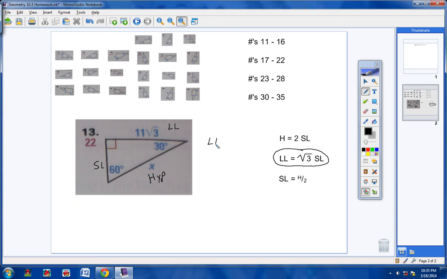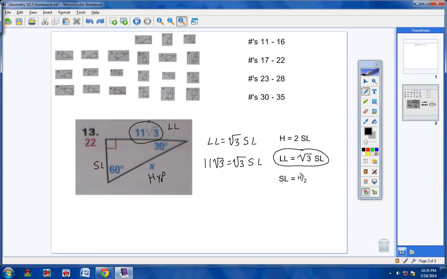So here we go. Longer leg equals square root of 3 times shorter leg. For my longer leg, I'm going to substitute 11 square root of 3. So 11 square root of 3 equals square root of 3 times shorter leg. Does everybody see what I did? Let's review. I want to find the hypotenuse, but the only way to find it is if I know the shorter leg. So I'm first going to have to find the shorter leg.